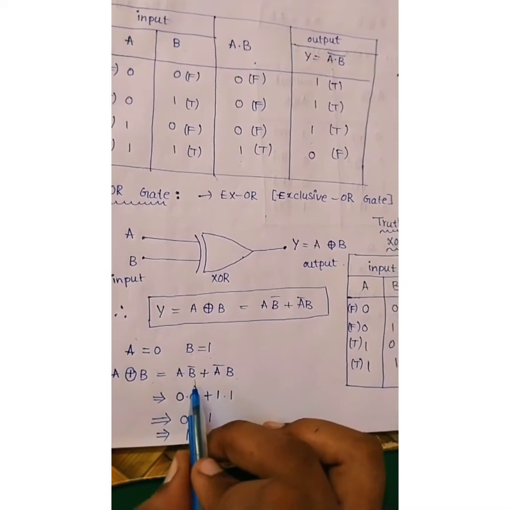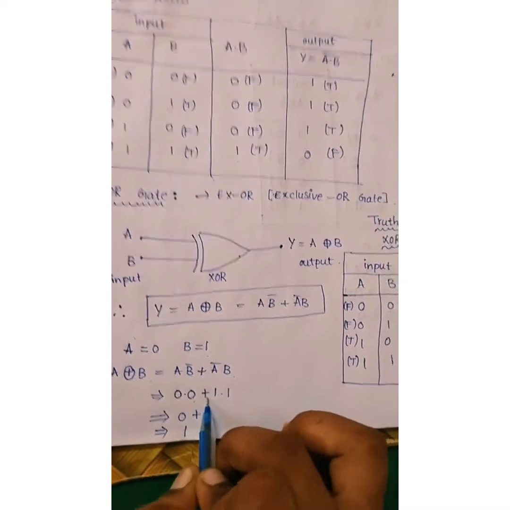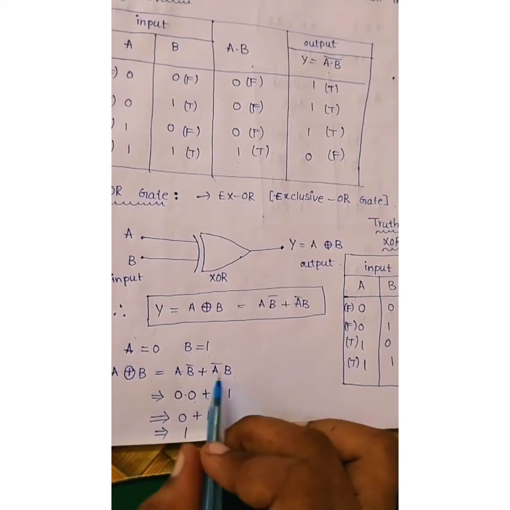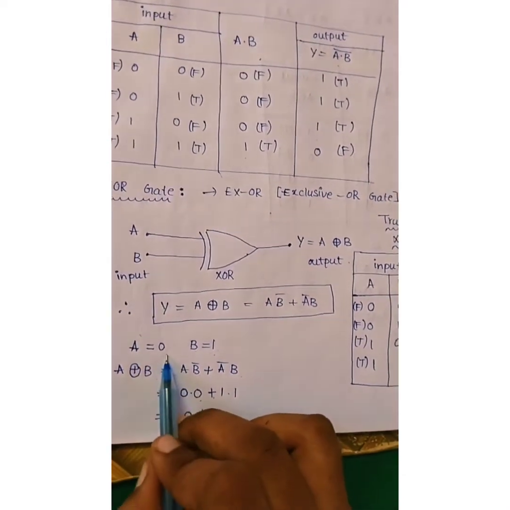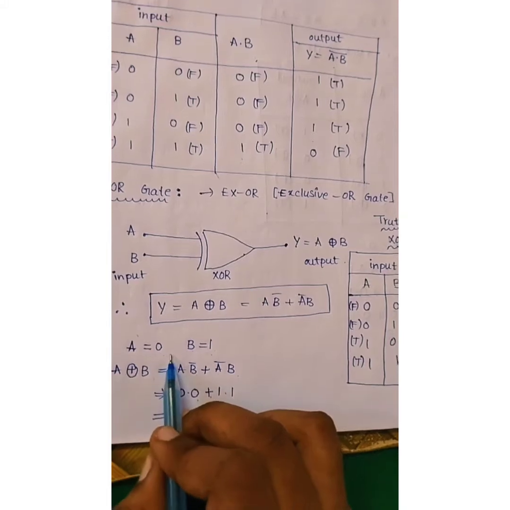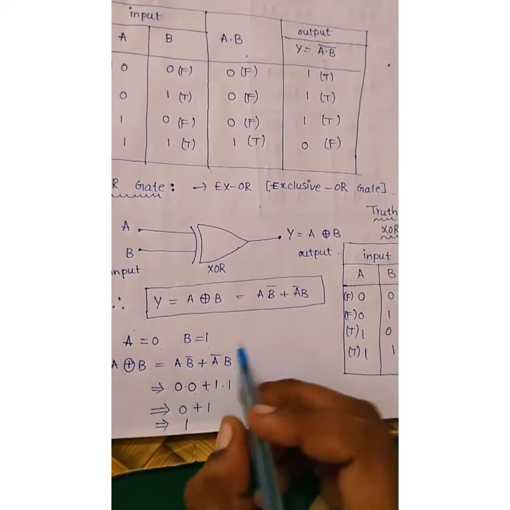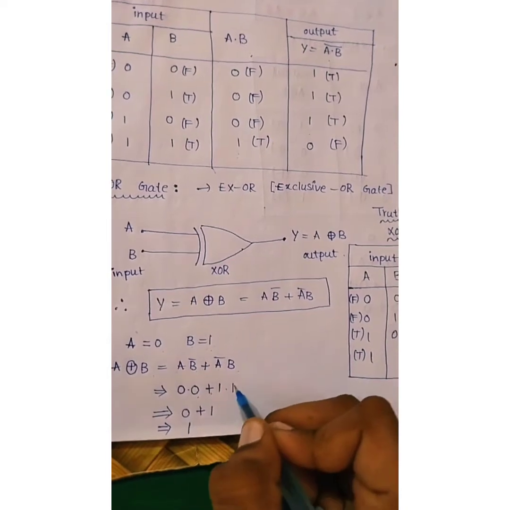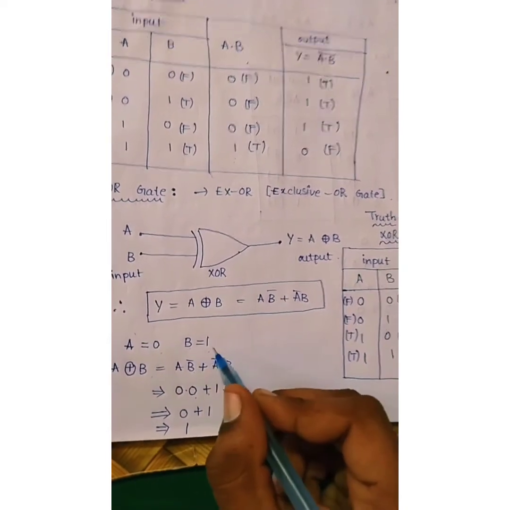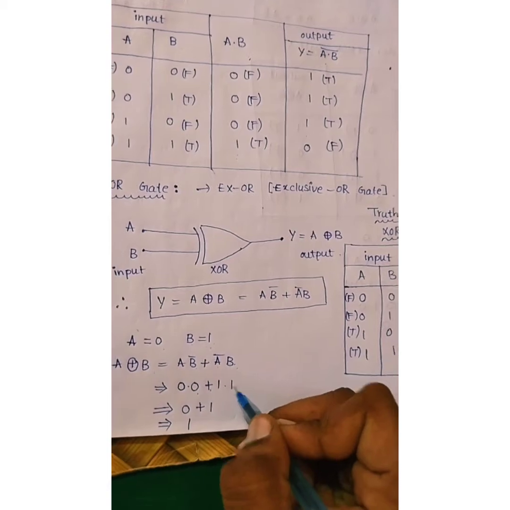So here we are taking B bar as 0. Next plus, next A bar. Here A is 0, so we take A bar as 1. So we write A bar as 1. B, what is the value of B? 1. So here we write the 1.